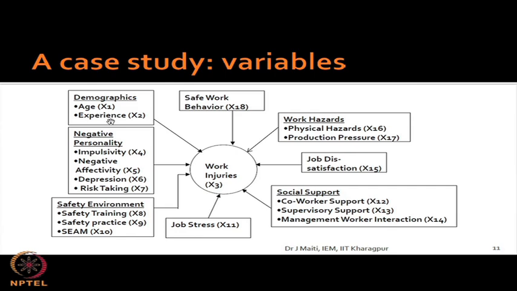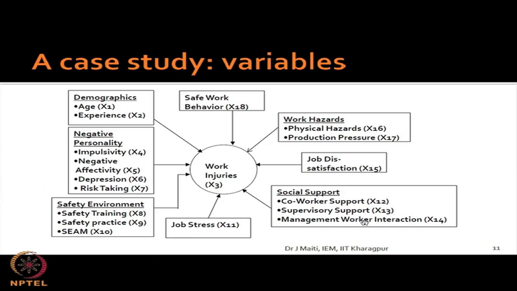For example, age, experience, impulsivity, negative affectivity, depression, risk taking, safety training, safety practice, safety equipment, availability of maintenance, job stress, like this. You are wondering how I am saying these are manifest variables, although most of these things are unknown and cannot be observed. Actually, for every variable we ask several questions, and then those questions are summed into a particular quantity, and that summed up value we have taken as the value for each variable, for each of the observations or individuals who participated in the study. So, in that sense it is a manifest variable, meaning an observed variable.